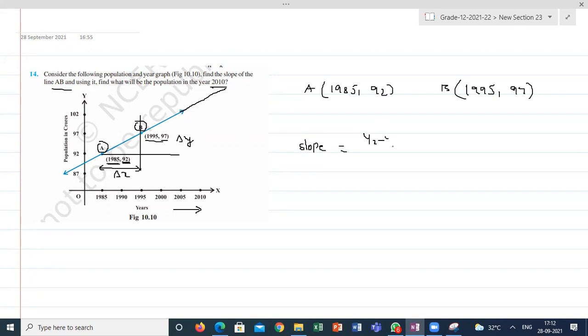So y2 minus y1, the change in y, by x2 minus x1, the change in x. So this will be 1995 minus 1985 divided by 97 minus 92. This will be 10 by 5. That means in general 2 crores per year it is increasing, if the increment is linear. That is the meaning of slope for this particular situation. Yes, please? Sir, y2 minus y1 is 97 minus 92, right?